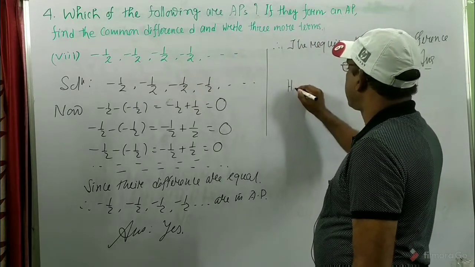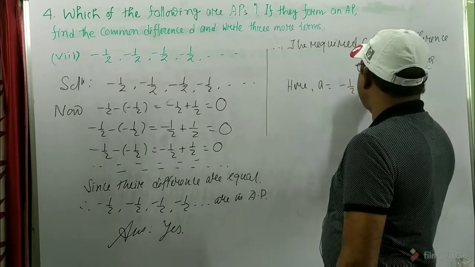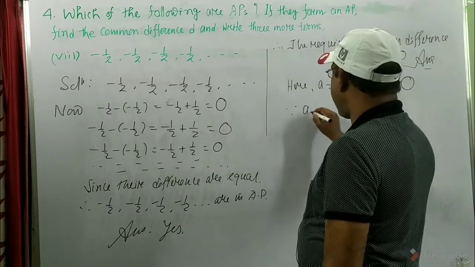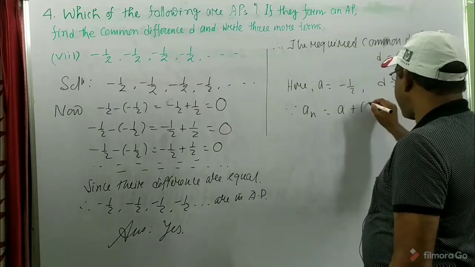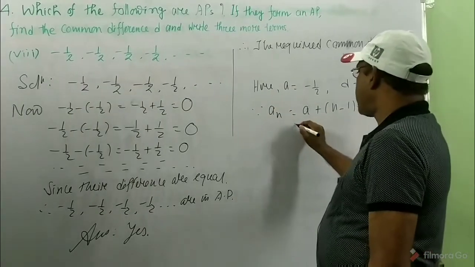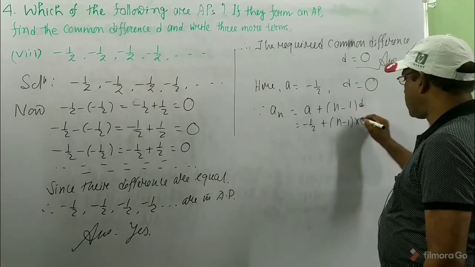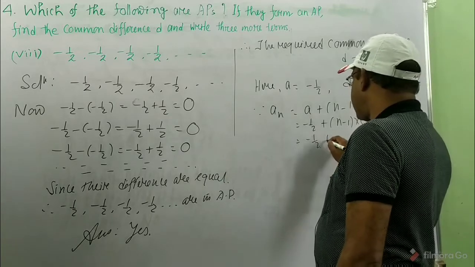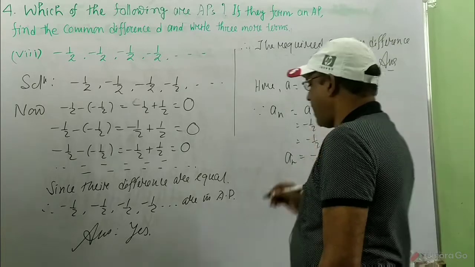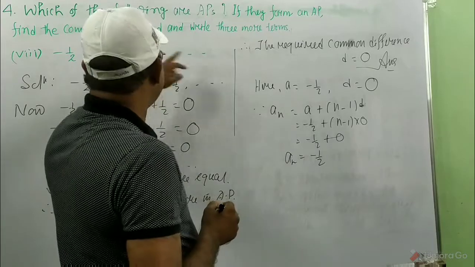So here first term A equal to minus half and common difference D equal to 0. Since nth term A n equal to A plus n minus 1 into D, now putting the values, minus half plus n minus 1 into 0. So minus half plus 0, this is minus half. This one is A n. Now we have to find the remaining three terms.